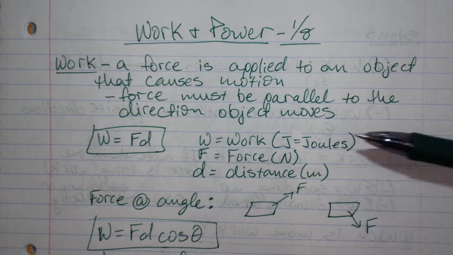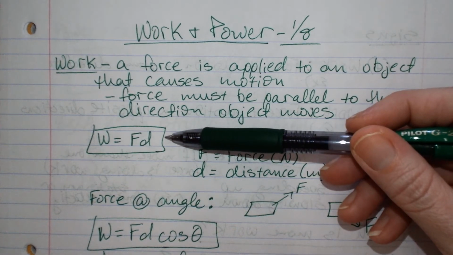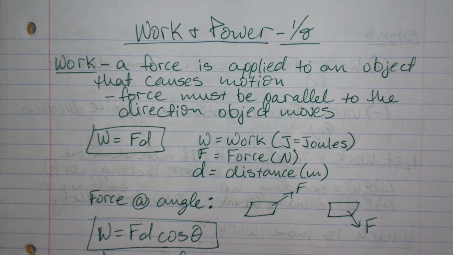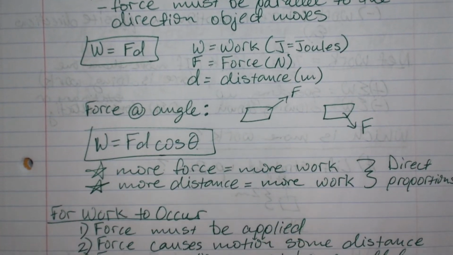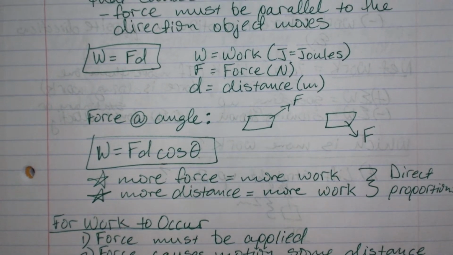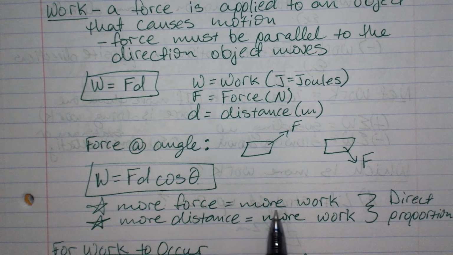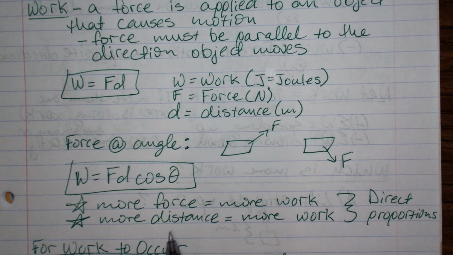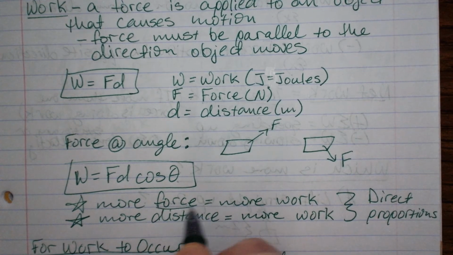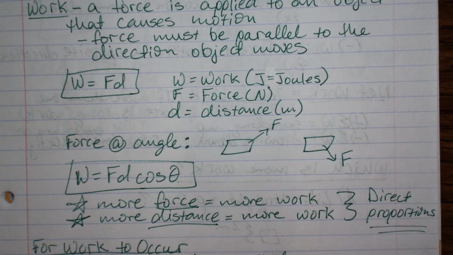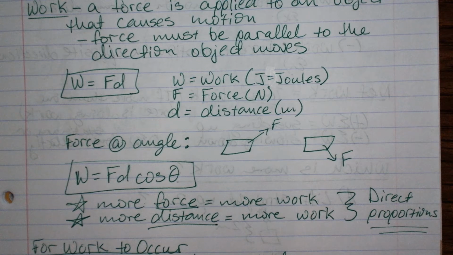For both of these, your force and your distance are direct proportions to work. Therefore, if you have more force directed over a distance, you have more work done. If you have more distance that you travel, then more work has to be done to travel that distance, because force and distance are direct proportions to work.